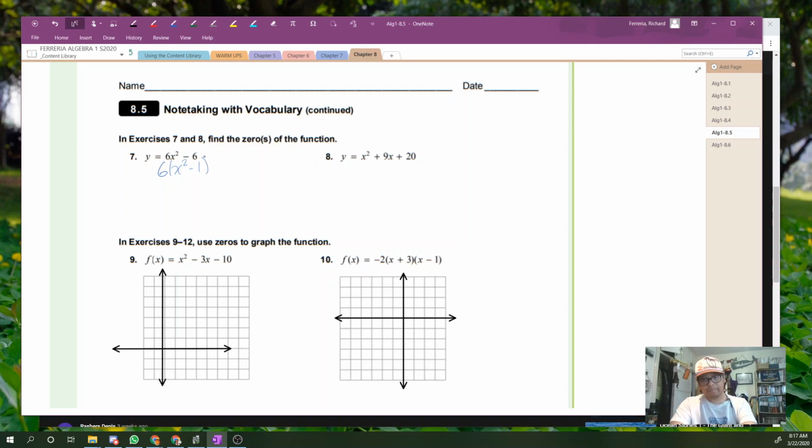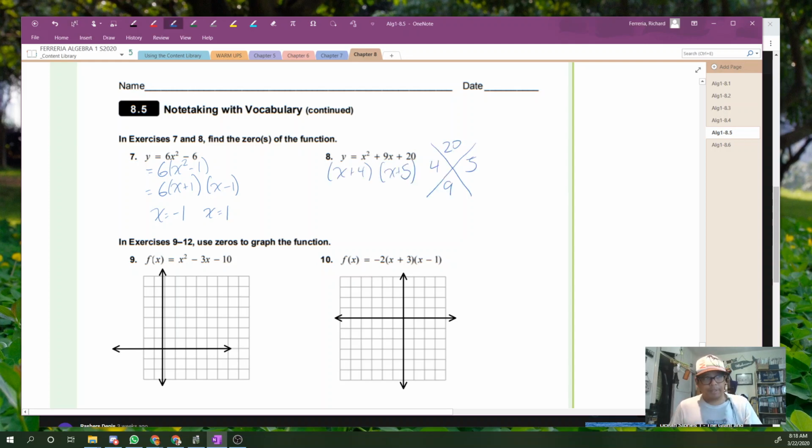Hint, x squared is a perfect square and 1 is a perfect square, so that's a difference of perfect squares. Okay, there we are factored. So where are the roots? X equals -1 and x equals +1. Lovely. Number 8. Go ahead and factor that.